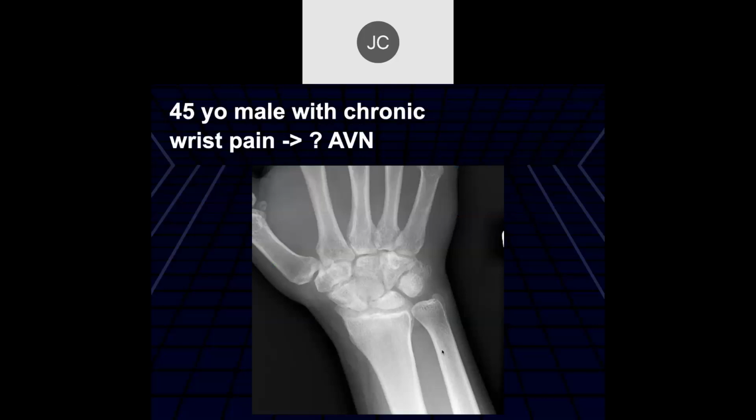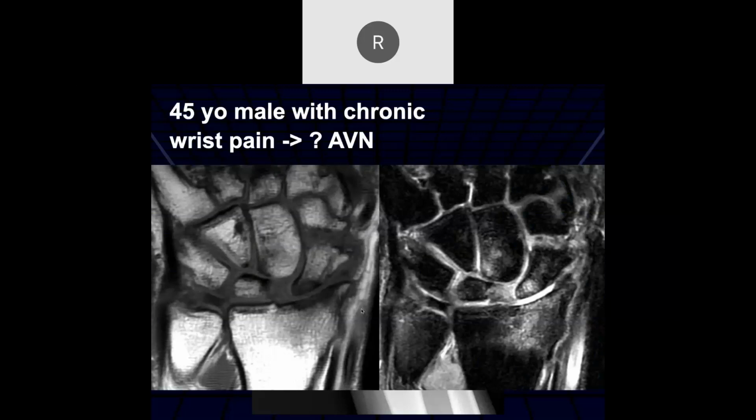All right, so we have a 45-year-old male with chronic wrist pain and question AVN. It does look like there's a lot of degenerative change at the distal radius and proximal scaphoid and lunate articulation. That's a plain film. Here's the MR. Looks similar. There's a lot of edema and chondromalacia, full thickness chondral loss of that distal radius and proximal scaphoid, some edema there. A lot of eburnation, all the joints here.